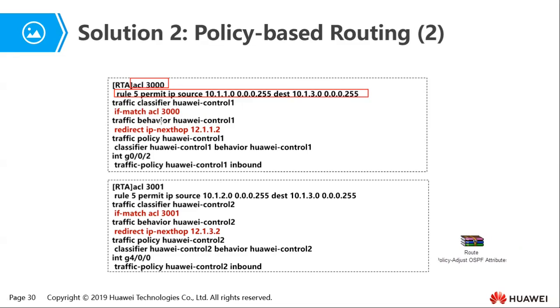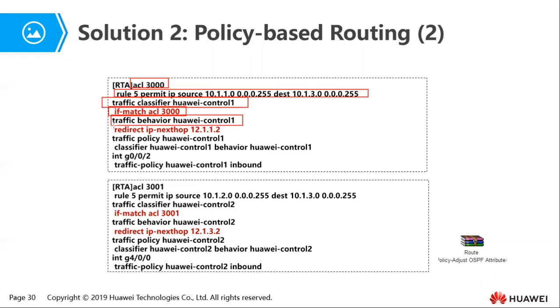So after doing that, we can now use what we call a traffic classifier. So traffic classifier, then we give it a name. Then we use an if-match. So if match ACL 3000, then we want to change the behavior. So traffic behavior, for the same, use the same name.